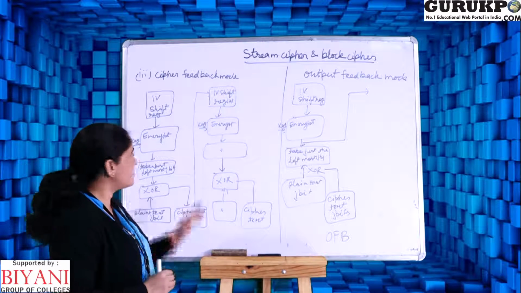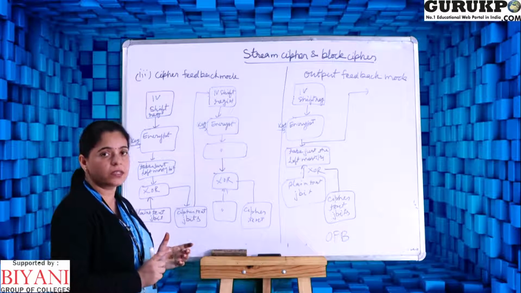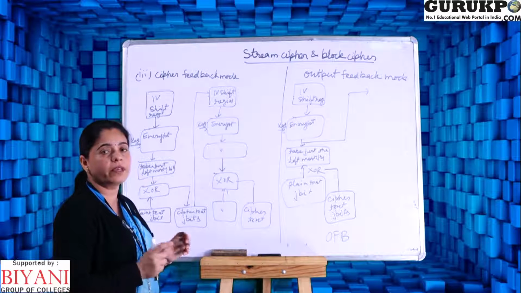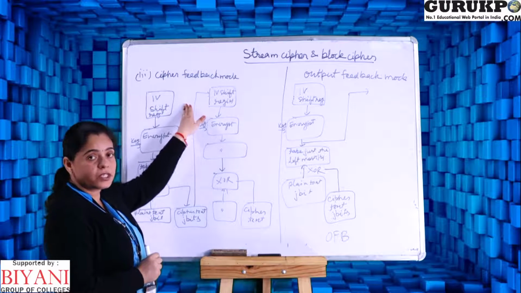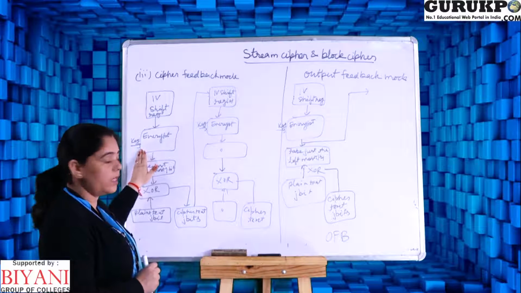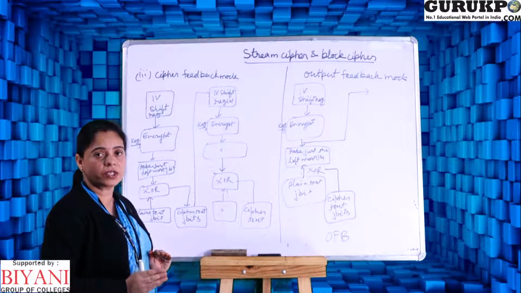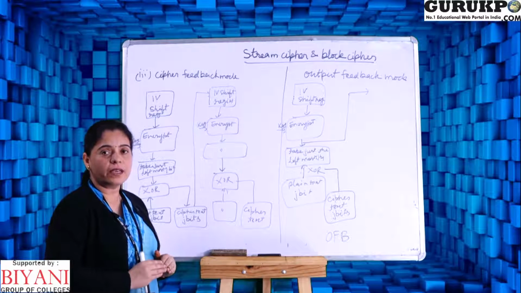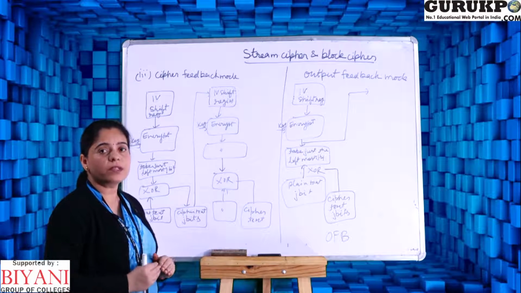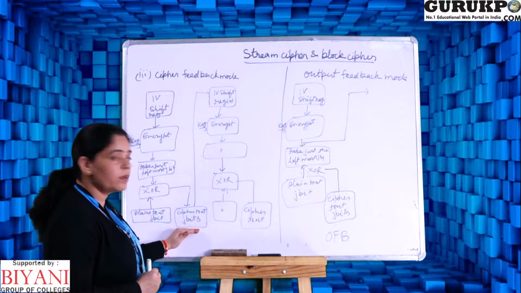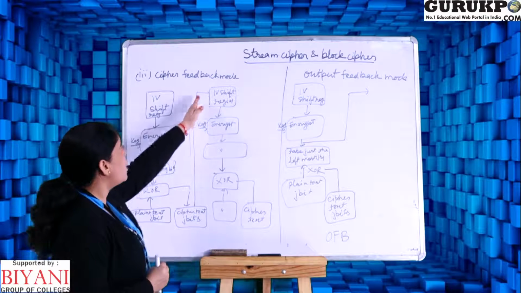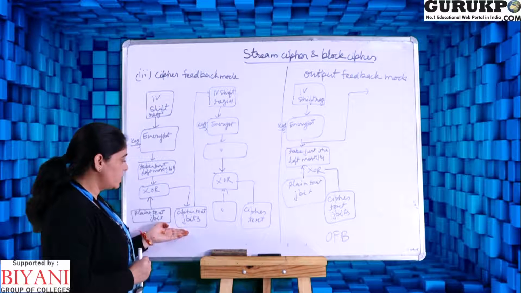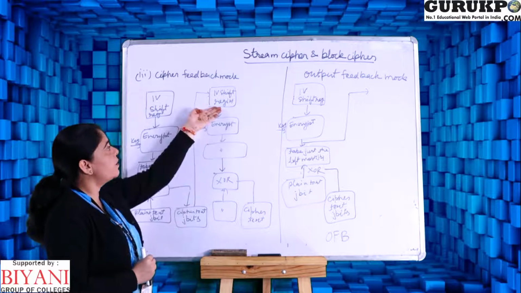So, again I am repeating this. First we take the shift register, and in the shift register we put the initialization vector, meaning the random string of bits. This initialization vector will be encrypted with the help of the key, and the encrypted initialization vector will be generated. The leftmost j bits of it will be XORed with the leftmost j bits of the plain text, and the ciphertext will be generated. Only the j bits of the ciphertext will be the input of the second step.